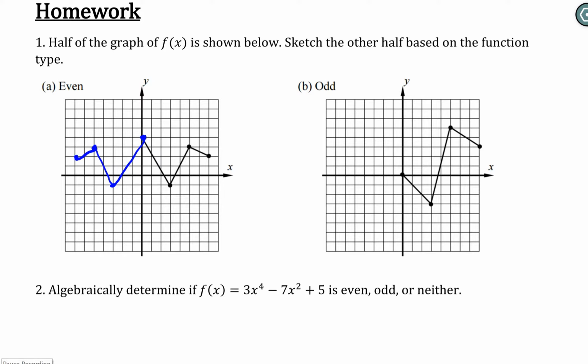So for the odd function, it's rotations of 180 degrees. To rotate something 180 degrees, you just negate both the x and the y value. So 0, 0 is not going to change. That's actually right at the center of rotation. 3, -3 is going to become -3, 3. The next point on this function is 5, 5, so it's going to become -5, -5.